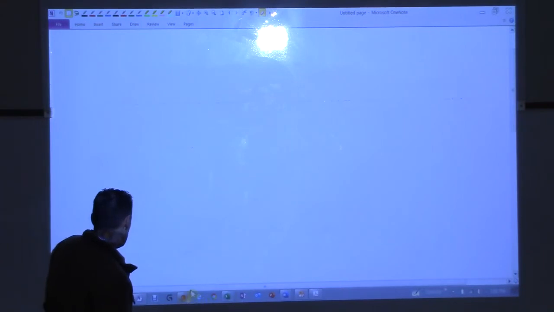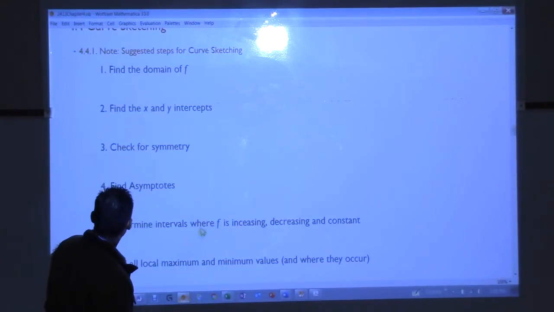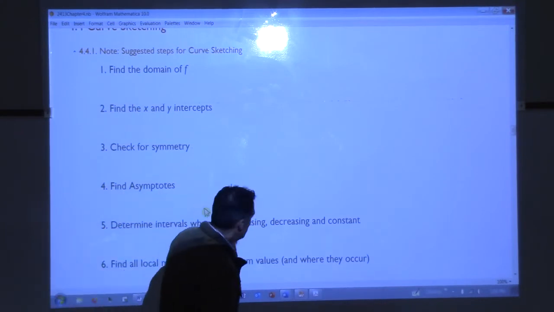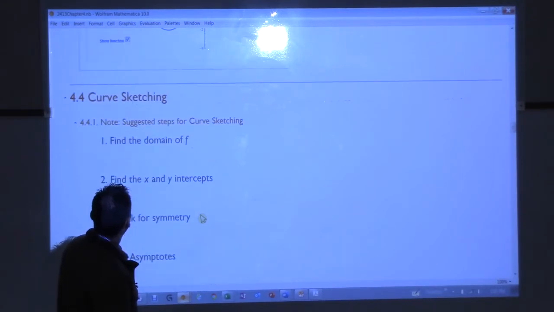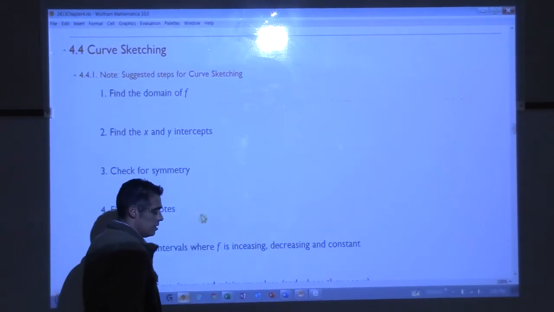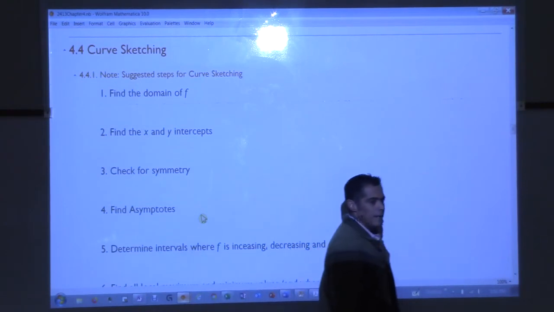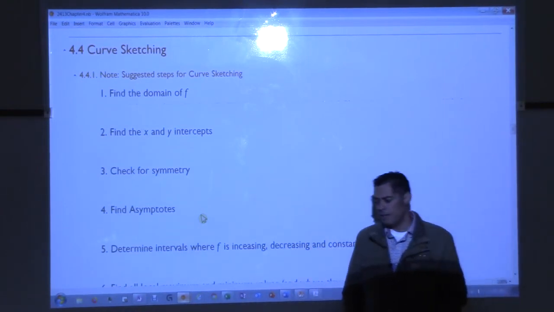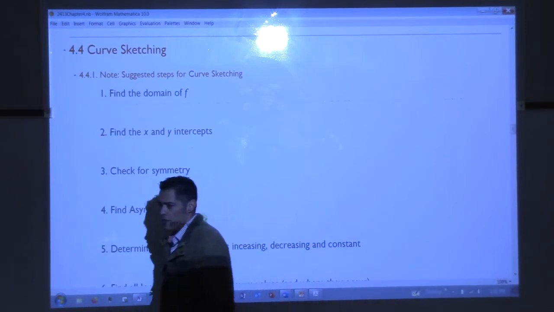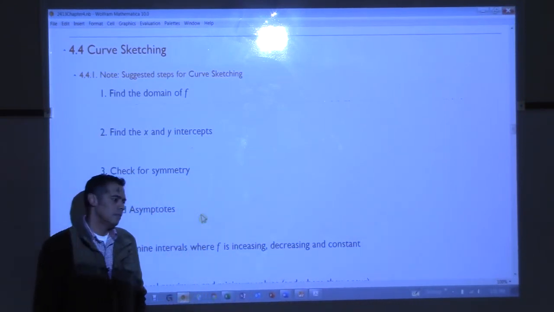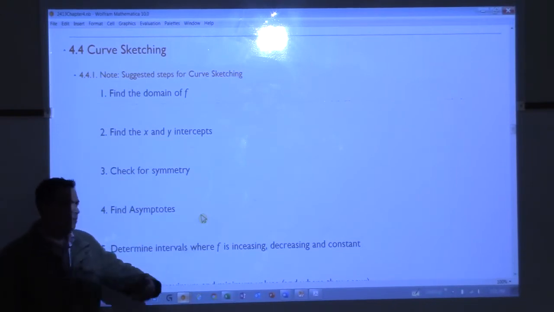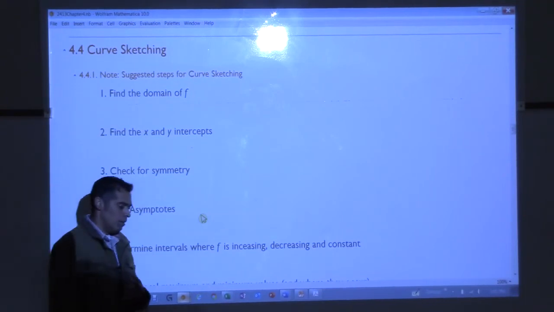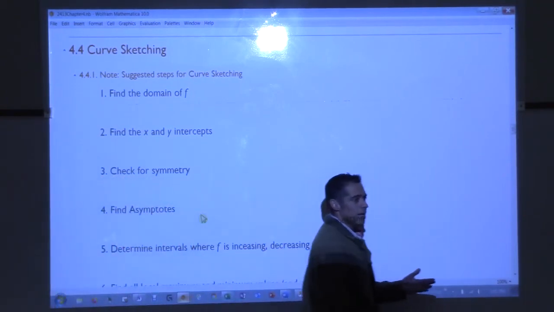So we are trying to wrap up this chapter. We've got this section, curve sketching, and this is where we bring everything together. We bring everything we've learned in college algebra, pre-cal, stuff we know about limits, and how the first and second derivatives tell us about the shape of a graph, to take an arbitrary function and try to graph it by hand.